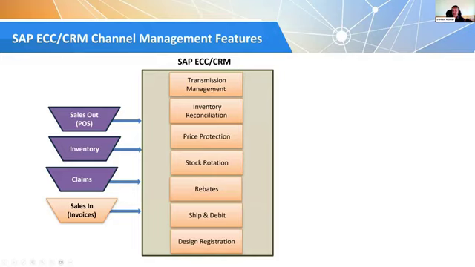And these are the key functionalities in SAP CRM for channel management. Transmission management for collecting and processing the point of sales, inventory and claims data, then inventory reconciliation to accurately calculate what the channel inventory is, so that it can be used in price protection and stock rotation incentive programs. And then you have rebates, which is technically in ECC, not in CRM, but that's the other module that can be migrated. And then there's ship and debit and design registration.